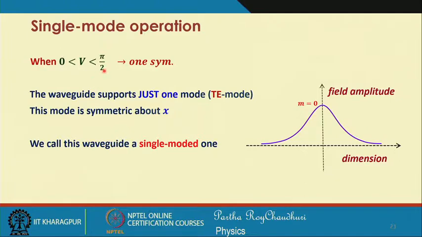So, for this regime of operation, when I choose the waveguide parameters in such a way, including the wavelength, such that the V number falls between 0 and pi by 2, then the structure will support only one mode, and that is the fundamental mode. Such a waveguide is called a single mode waveguide at that operating wavelength. And you see that this mode will be symmetric about x. All the even modes, that is m equal to 0, 2, 4, etcetera, will be symmetric modes. We call this waveguide a single mode waveguide, which is very relevant and very important in the science of optical waveguides.